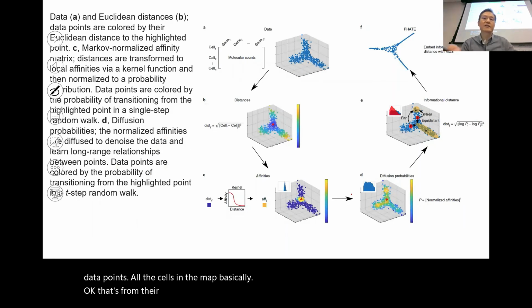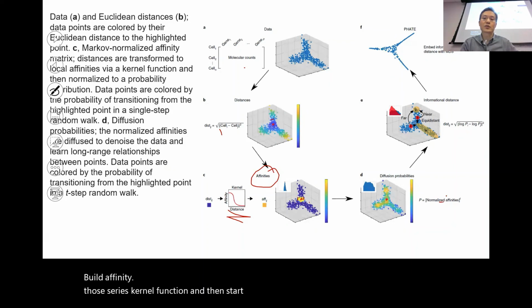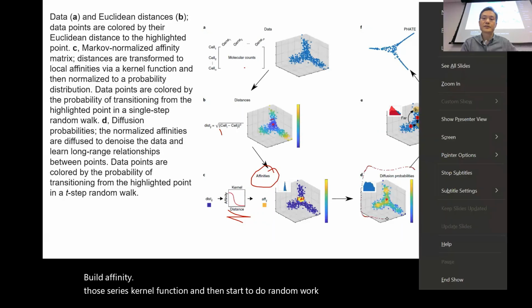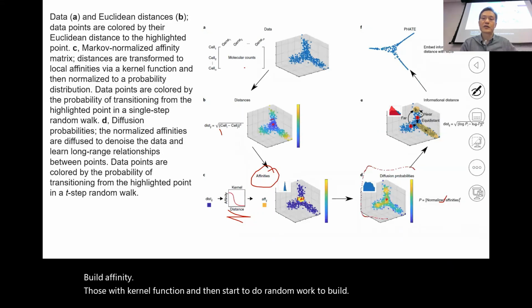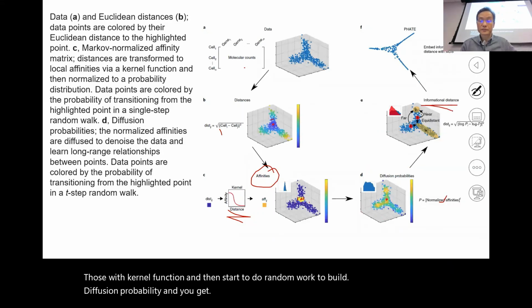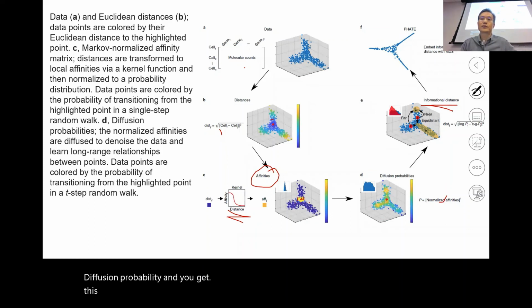So you have a distance matrix, you build affinity, go through this kernel function, and then start to do random walk to build diffusion probability, and you get this distance, then you do MDS.